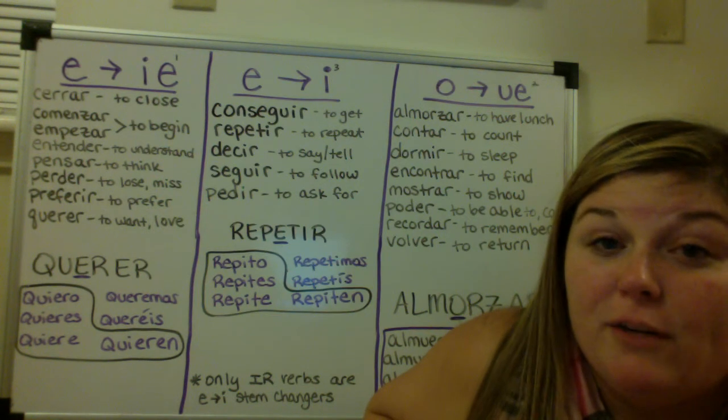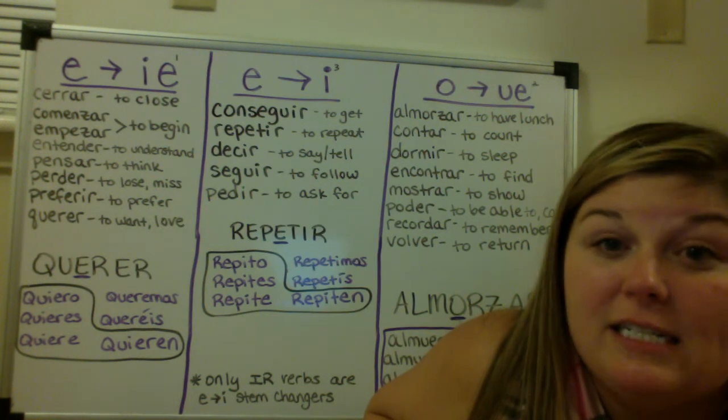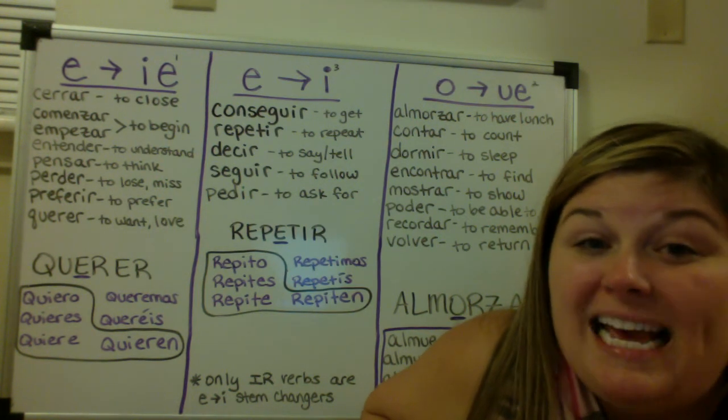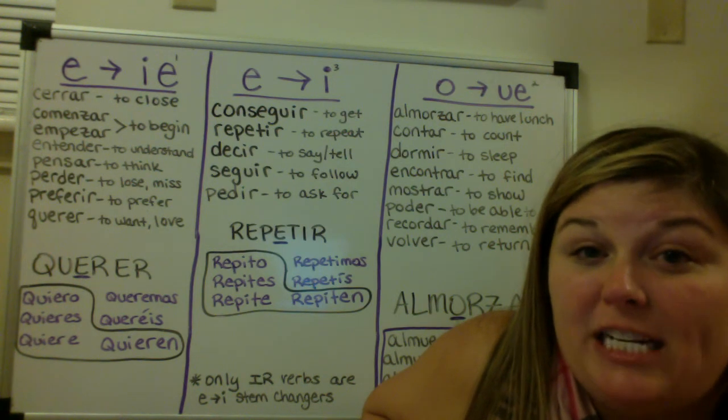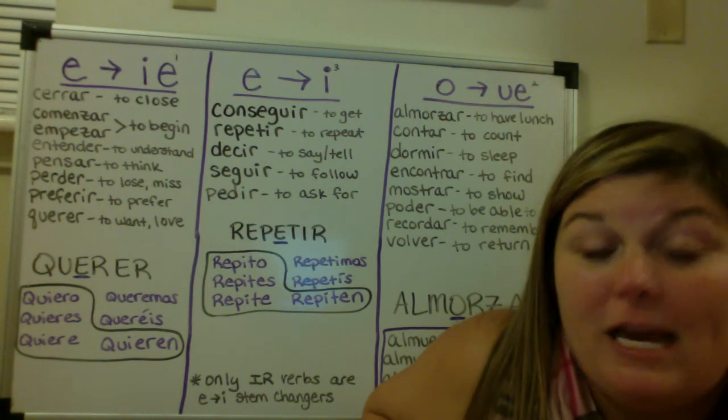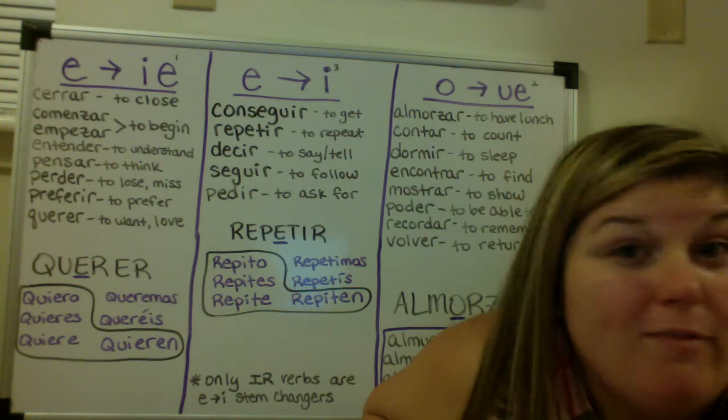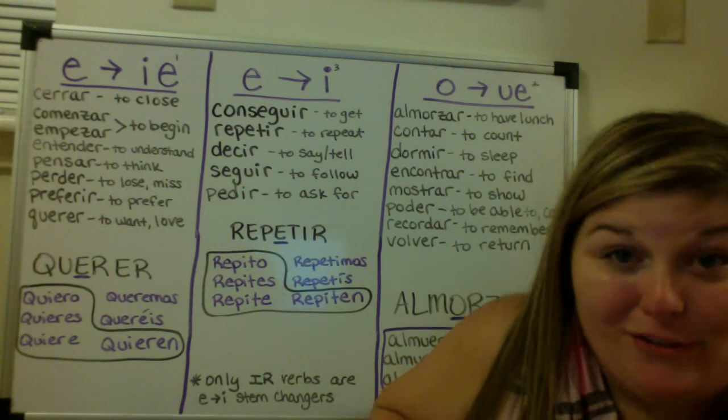So IR verbs can be different kinds of stem changers, but verbs that change E to I can only ever be IR verbs. Okay, so hopefully that will come in handy for you for the future.